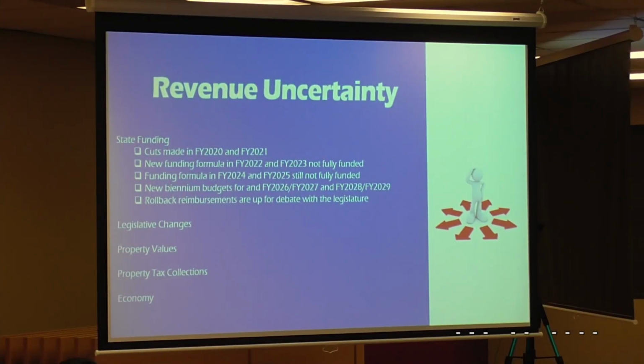Revenue uncertainty. State funding over the last few budget cycles has been somewhat unpredictable. I know we dealt with COVID during that time, but like I have mentioned before, the state is very quick, if there are problems, to cut schools first before they do anything else. The Fair School Funding Plan has helped, but it hasn't been fully implemented. We did experience significant cuts in 20 and 21 due to the pandemic. The rollback is continually talked about when it comes to funding. And the legislative changes like House Bill 1, property values, property tax collections, and the economy could all have an impact on revenues going forward.